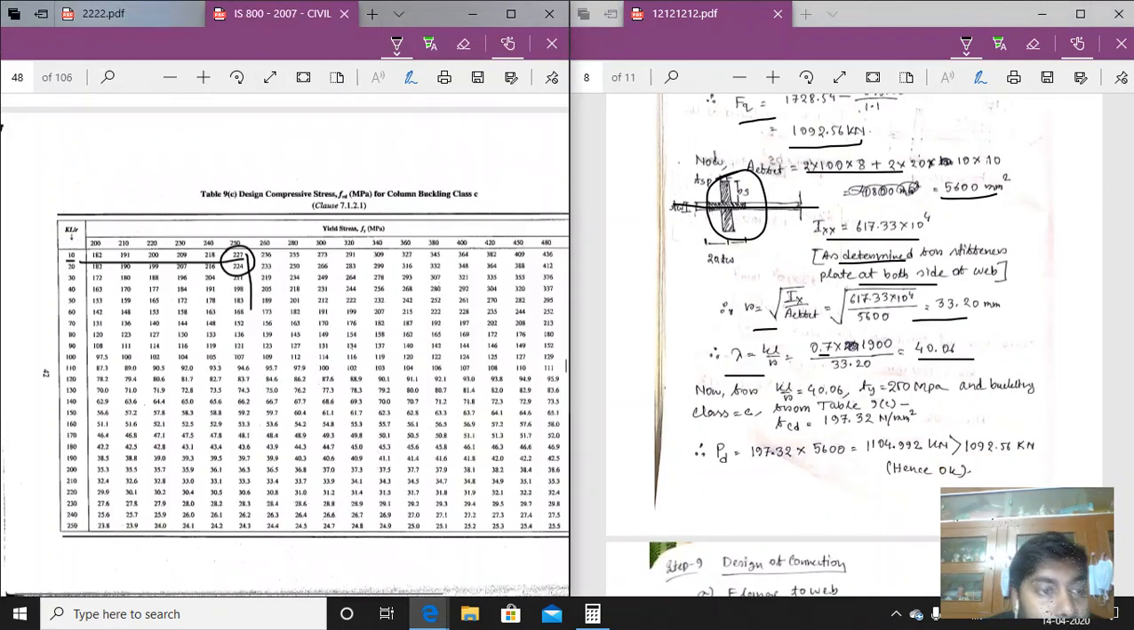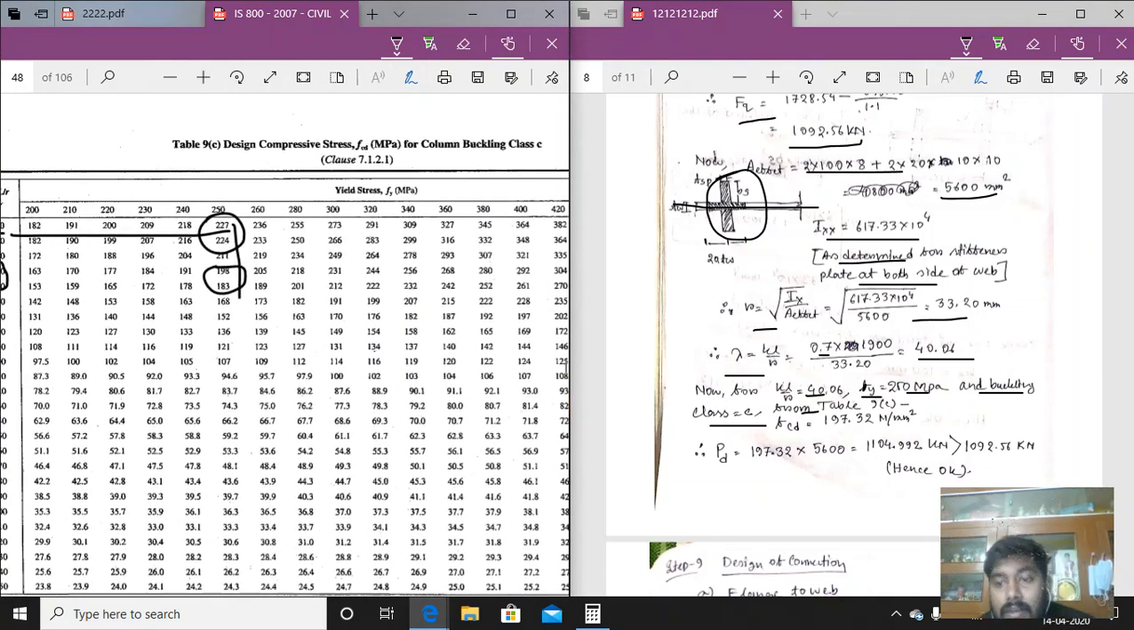Now let us come to that load also. So 40.06 and Fy is equal to 250 MPa, and buckling class C here also, because solid plate is there. From table number 9C we are getting Fc is equal to 197. Let us check. So 40 and 50, these two values will be there, 198, okay, let us zoom in, 198 and 183. We are taking 197.32, which is somehow less than that because it is 40.06. Putting PD is equal to that value, we are getting 1104.92. So this criteria is also satisfied.